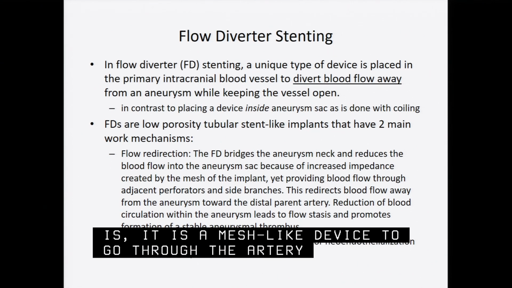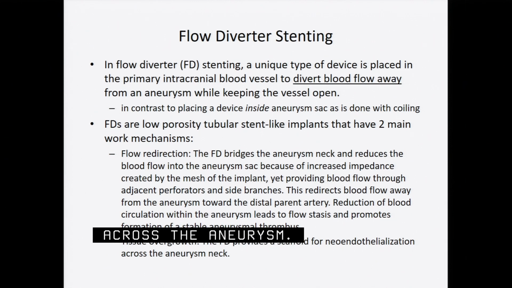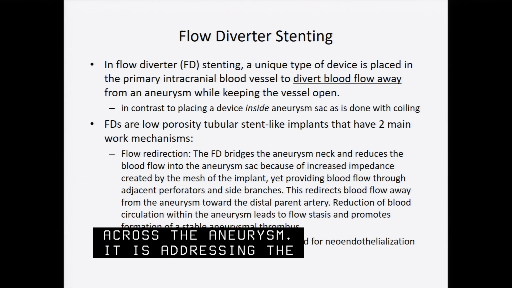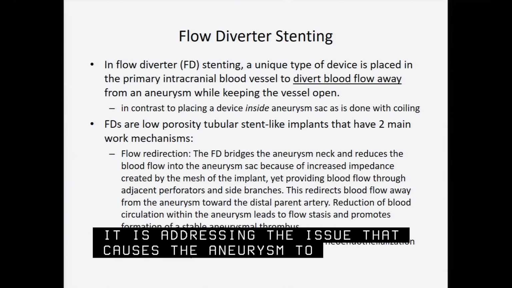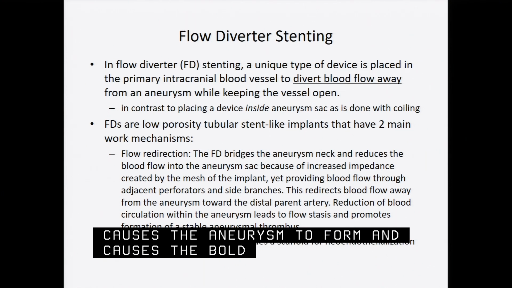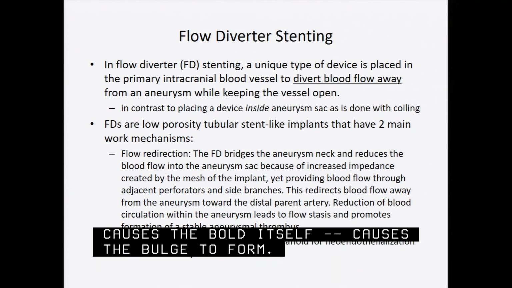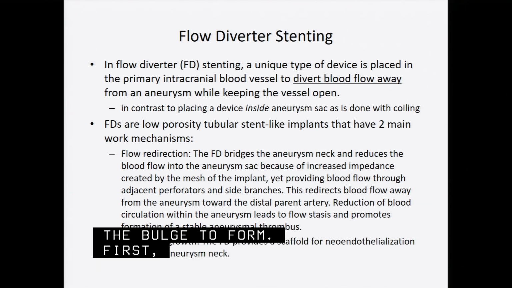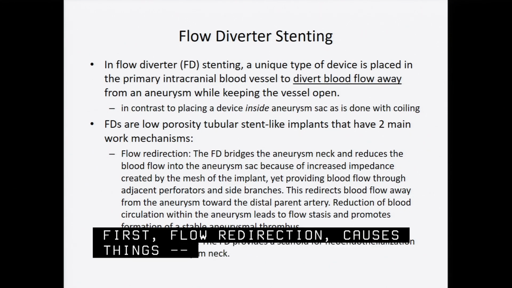And by doing this, instead of placing something in the aneurysm, it's addressing the intrinsic issue which causes an aneurysm to form. There's a weakness in the wall of the artery which causes this bulge to occur. It's actually not the bulge itself, it's the weakness in the artery. By placing this mesh device, 2 things happen. First, flow redirection. The pulsatile nature of blood flow into the aneurysm causes these to grow and eventually rupture. The device redirects the blood flow through the normal conduit, the parent artery, to the brain.